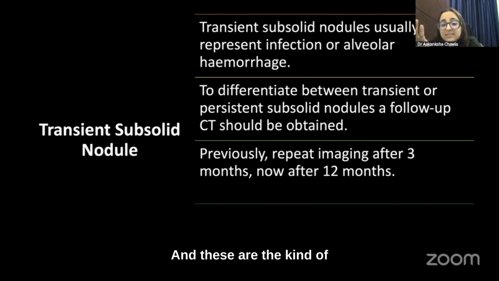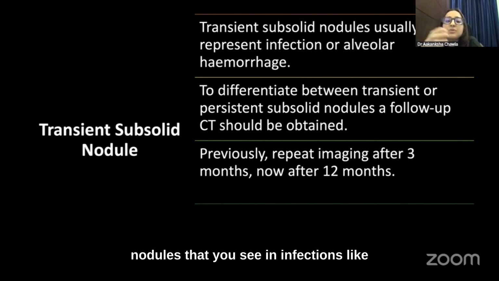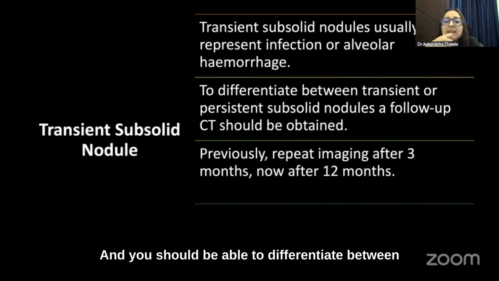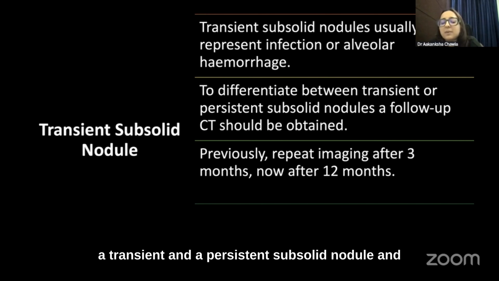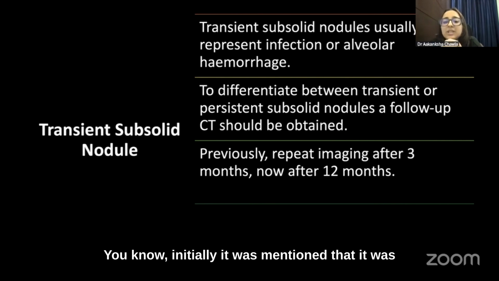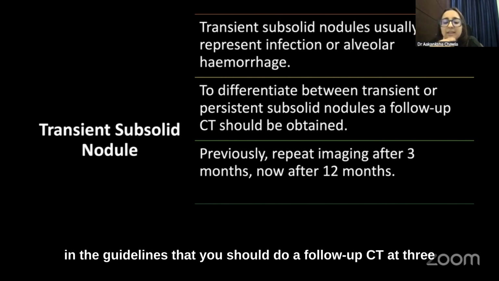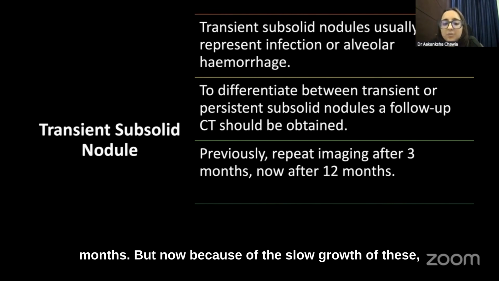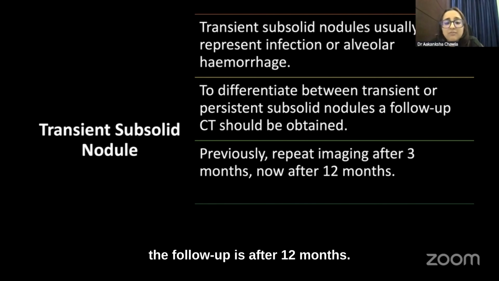And these are the kind of nodules that you see in infections like aspergillus. And you should be able to differentiate between a transient and a persistent subsolid nodule, and follow-up CT should be maintained because they have a slow growing time. Initially it was mentioned in the guidelines that you should do a follow-up CT at 3 months, but now because of the slow growth of these, the follow-up is after 12 months.